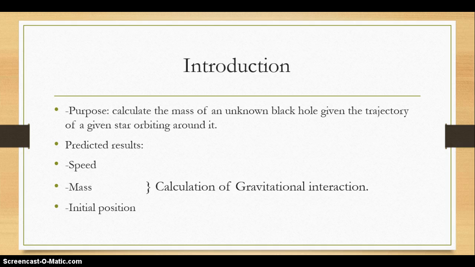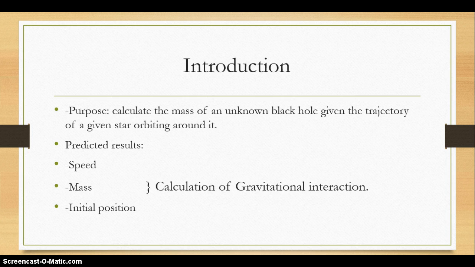First of all, it is important to understand the purpose of this experiment, which is how to calculate the mass of an unknown black hole given the trajectory of a given star orbiting around it. The predicted results are that knowing the critical information about the object revolving around the black hole, like its speed, mass, and initial position, are fundamental to calculating the gravitational interaction that occurs between the black hole and the star, and therefore being able to calculate the mass of the unknown black hole.